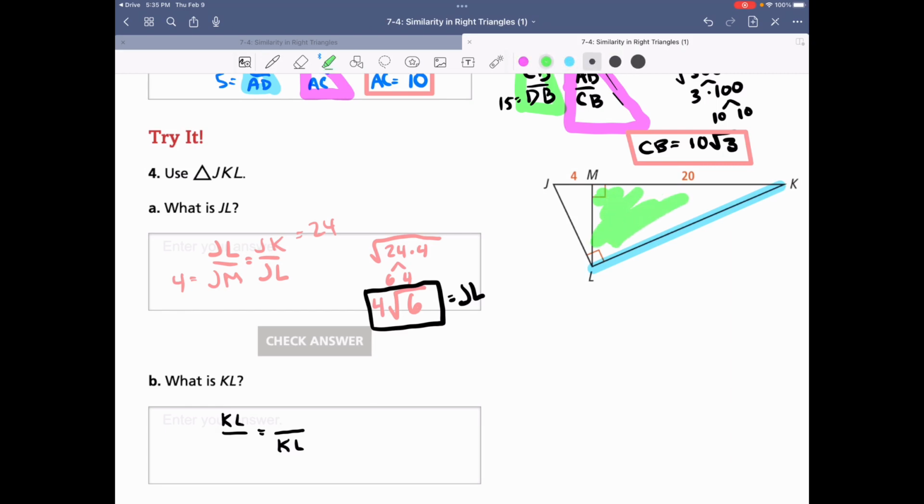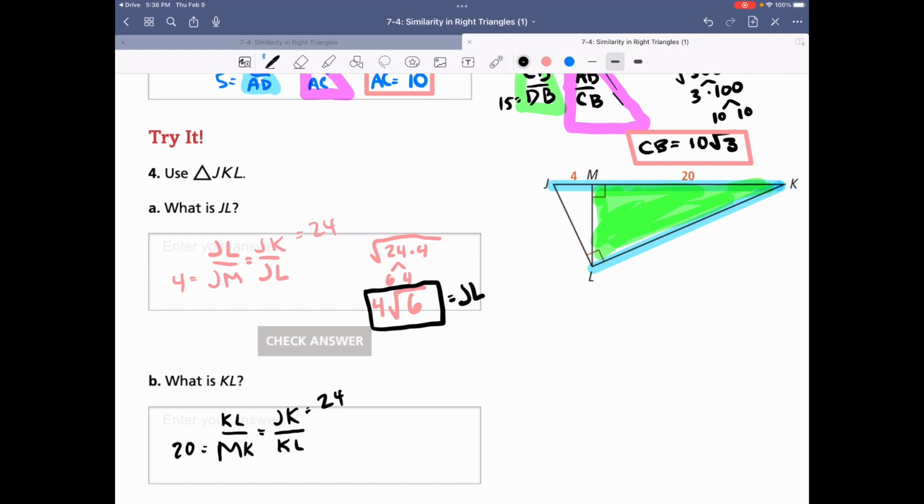So it also appears in here. In the green triangle, it's the hypotenuse. Well, the hypotenuse of the outside larger triangle is JK. JK is equal to 24. Then we're looking at KL as it relates to the big outside triangle. KL in the big outside triangle is just the longest leg. And so the longest leg in the green triangle is from M to K. And M to K is 20.